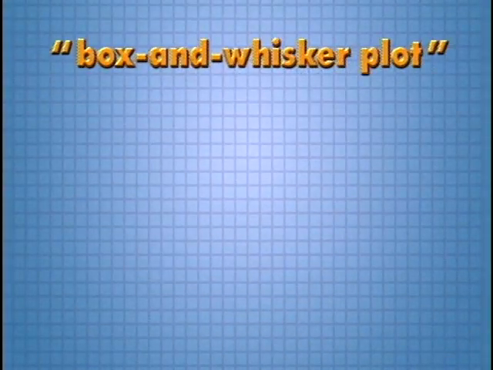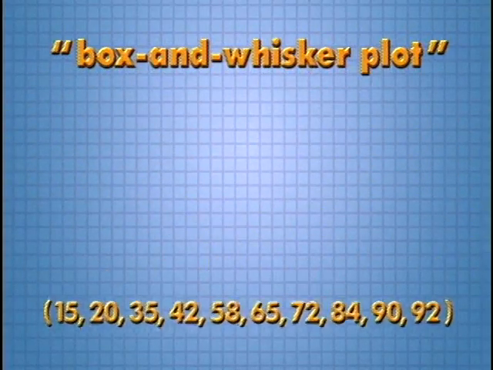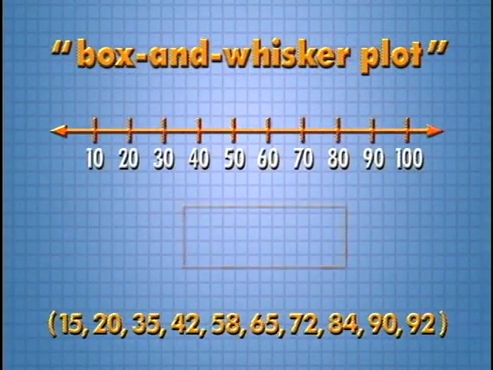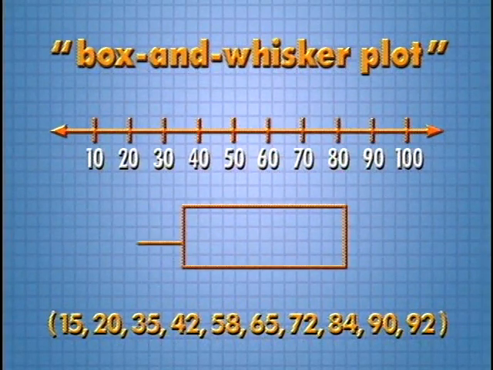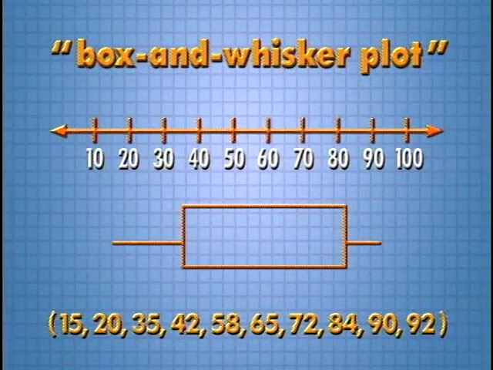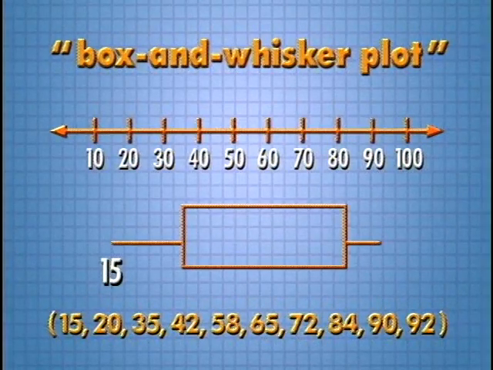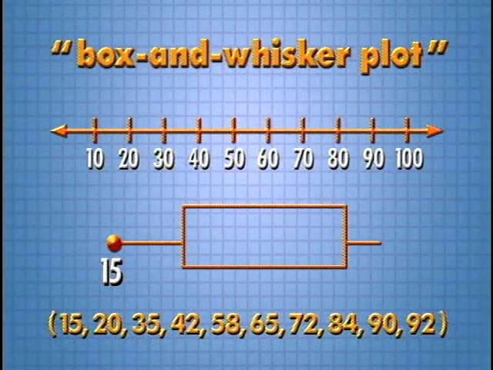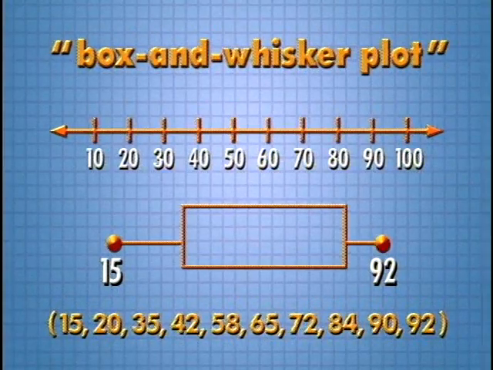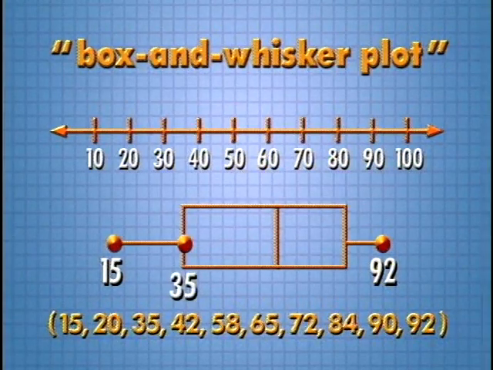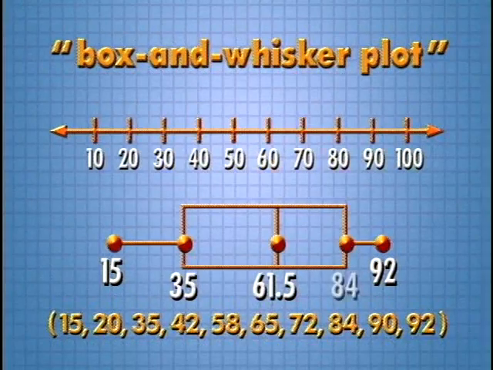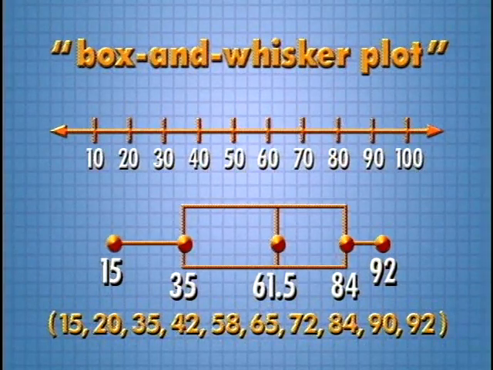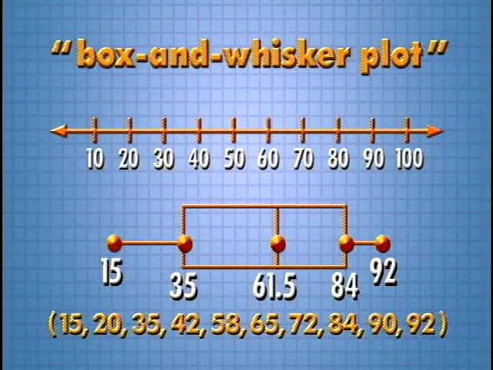A box and whisker plot is a graph that summarizes a data set along a number line. There is a box in the middle and whiskers at either side. The least value of the data set determines the left whisker. The greatest value of the data set determines the right whisker. You form the box using quartiles. Quartiles divide the data into 4 equal parts. Box and whisker plots are useful with very large data sets or for making comparisons between data sets.